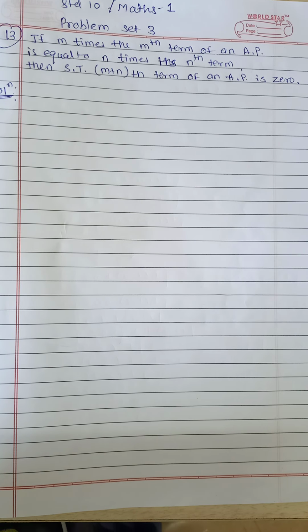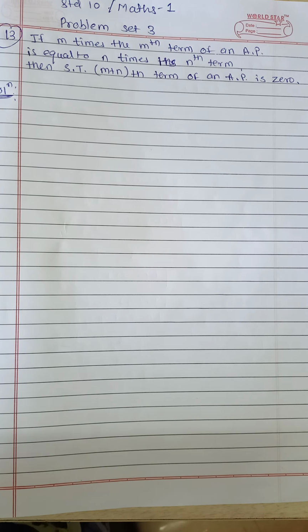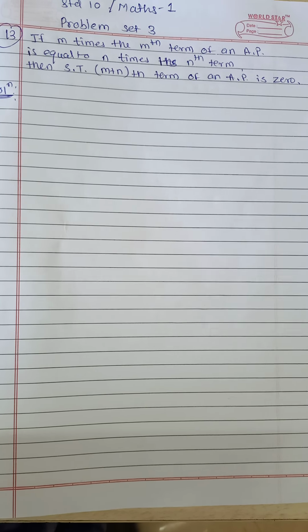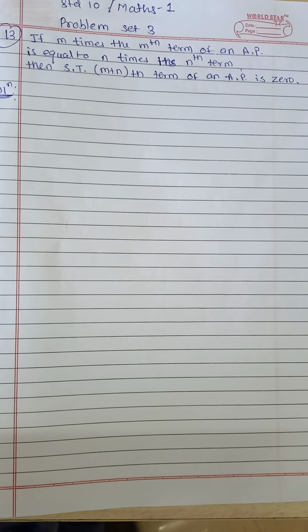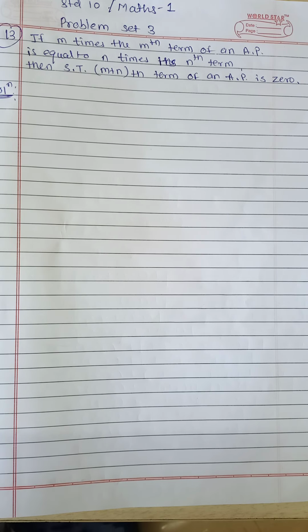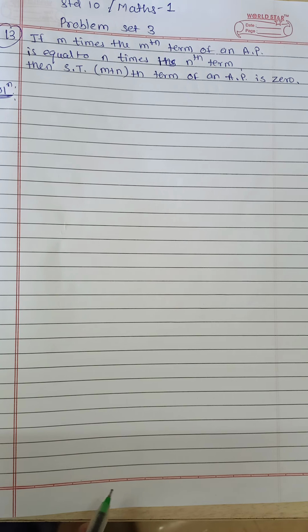Standard 10 Maths 1, problem set 3, 13th question. If m times the mth term of an AP is equal to n times its nth term, then show that the (m plus n)th term of an AP is 0. Now we'll see what is given.